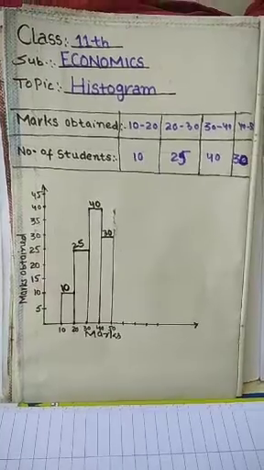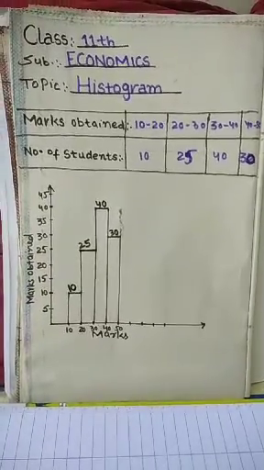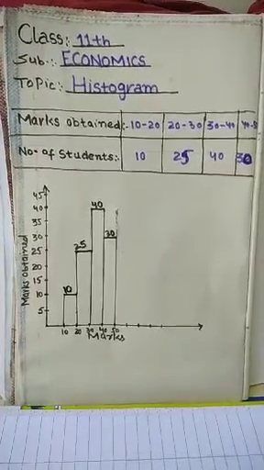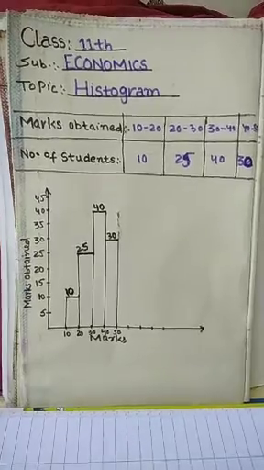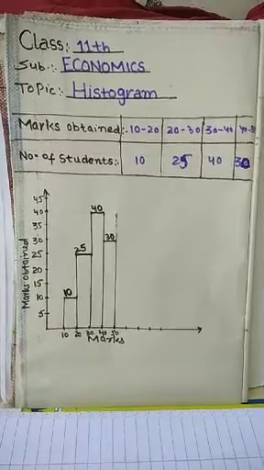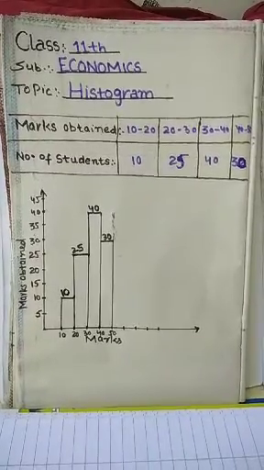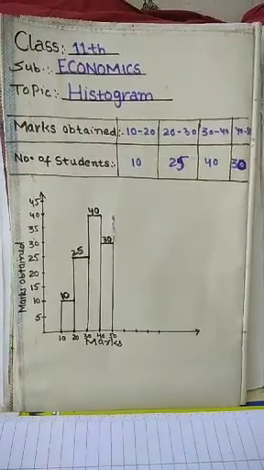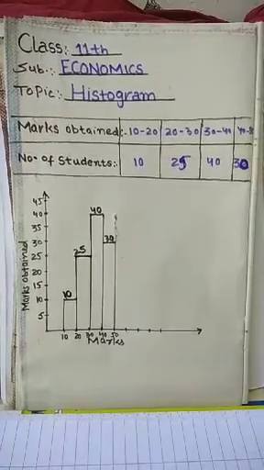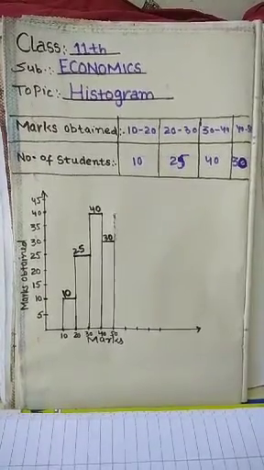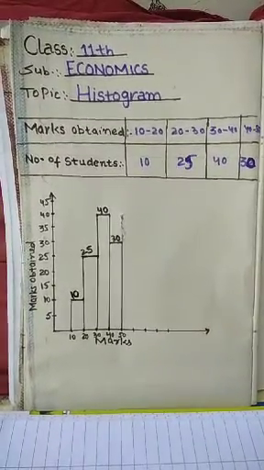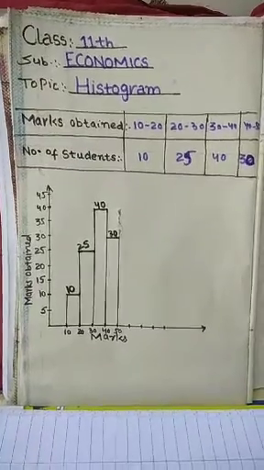It is class 11th, subject economics. Today's topic for discussion is histogram, which is another method for data representation. In the earlier lecture, I discussed with you how we can represent data by bar diagram and by pie diagram. So today we will discuss another method of data representation, that is histogram. So dear students, let us begin with our topic.